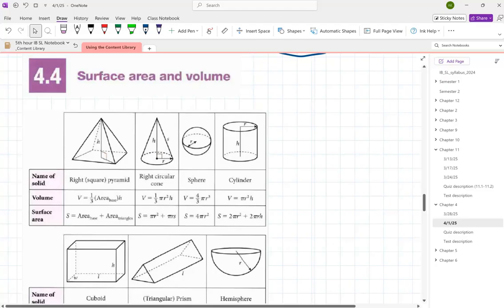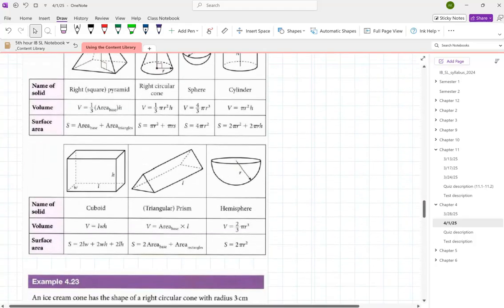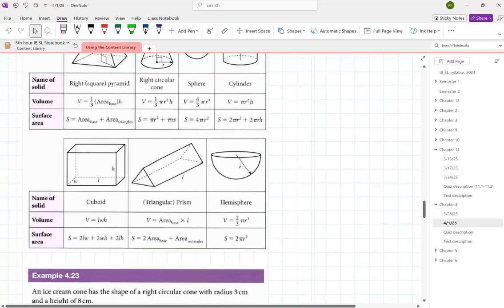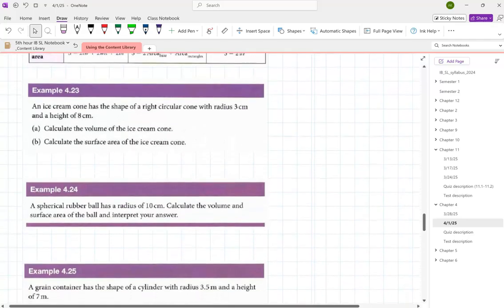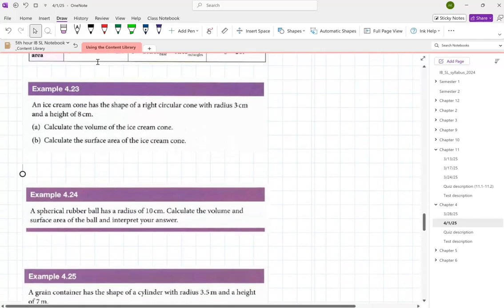4.4 is going to be all about calculating surface areas and volumes of these three-dimensional solids. So I just kind of info dump some common figures here and how to find their surface areas and their volumes. These are formulas that you would be given. They're not things that you need to memorize, but you probably know some of them already. So let's just go ahead and dive right in.